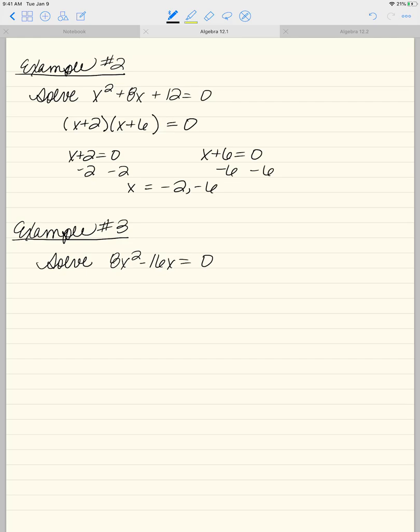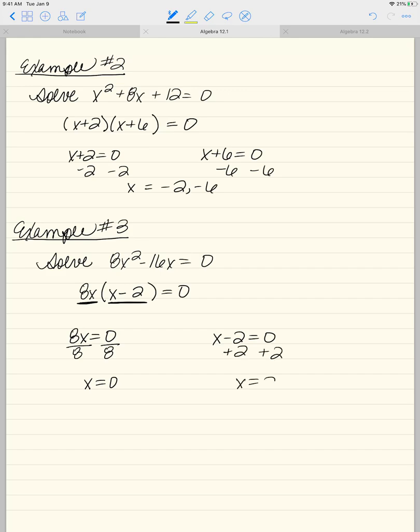Example number 3, solve 8x squared minus 16x is equal to 0. We have to factor this out. Notice that 8x is a common monomial for both of those, so we're going to factor that out. 8x, we're left with x minus 2. So what that means is that either 8x is equal to 0 or x minus 2 is equal to 0. Over here, divide by 8. Obviously, x over here is 0. Add 2 over here, x is equal to 2. So in example number 3, x is either 0 or 2.